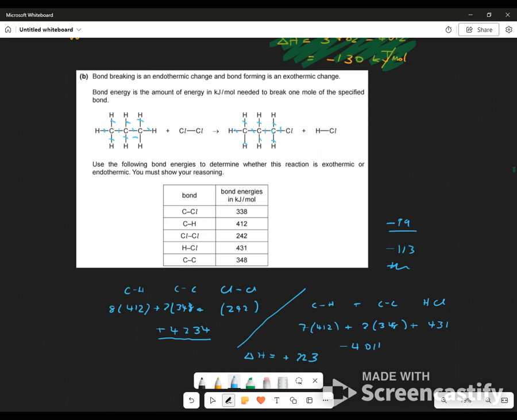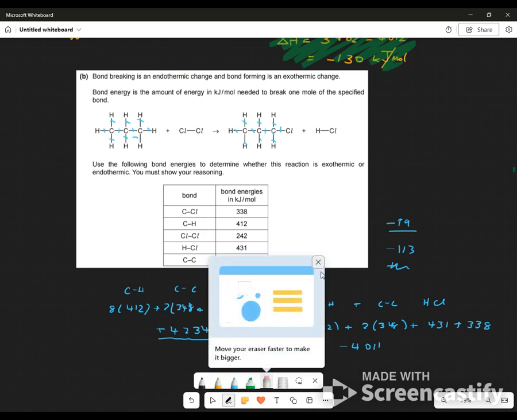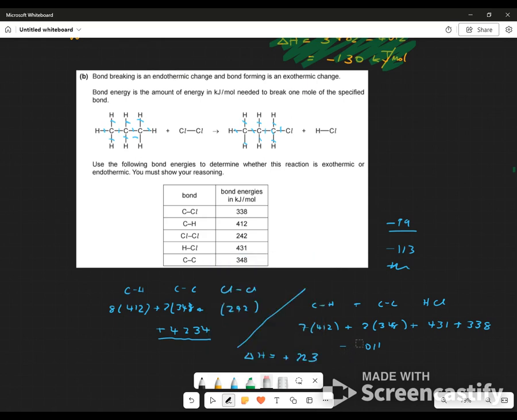Good for you. CCl is 338. So I have to add 338 here. Okay. Well done. Well spotted. Right, this thing here. So I have to get rid of this, even though it's lagging again, guys. All right, this is what makes these things hard. They're not hard, they're just awkward. Plus 2 times 348 plus 431 plus 338.